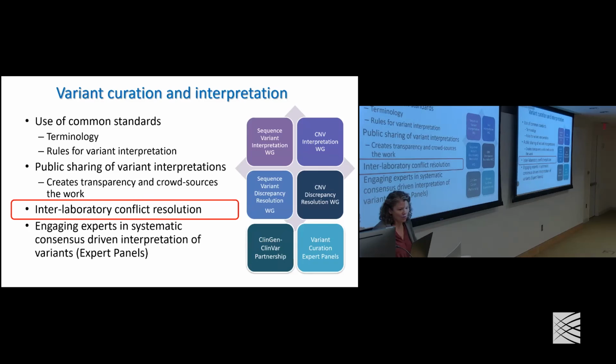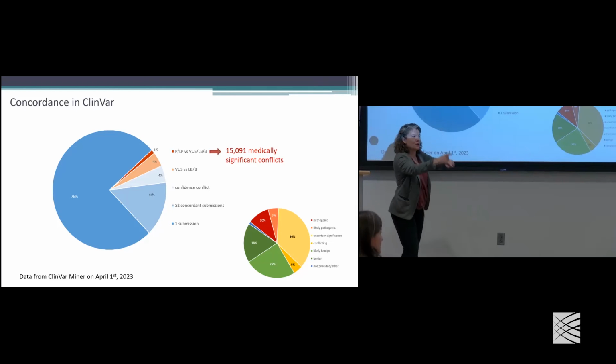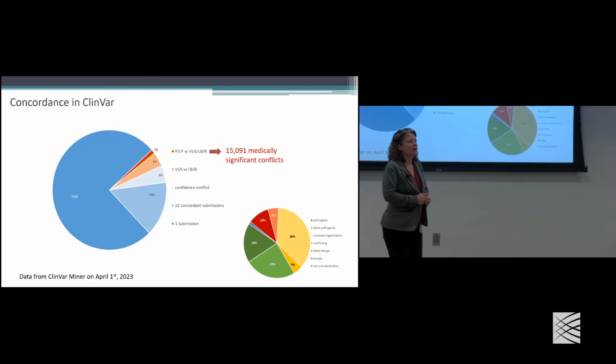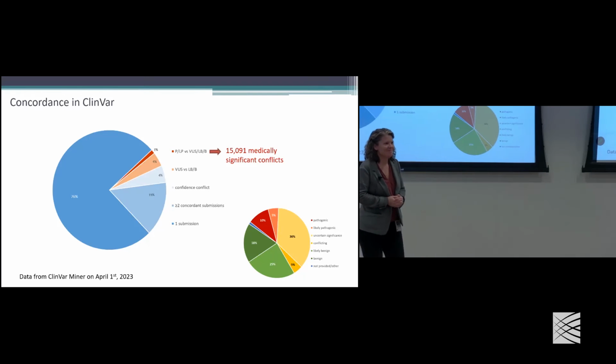But by all these labs submitting, we can also then identify interlab conflicts. You look at the database. So first thing to point out, oh yes, question. Do you also have a system to downgrade if you have conflicting information from someone else?